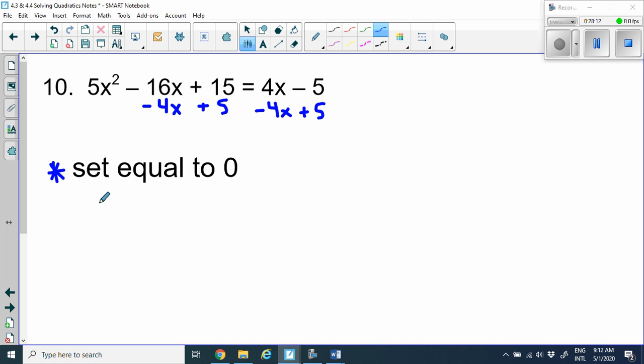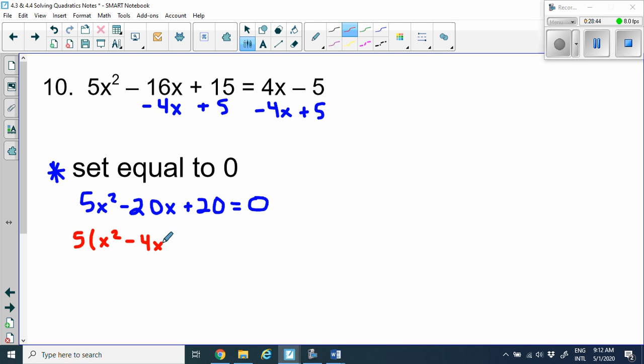So now I have 5x squared minus 20x plus 20 equals 0. Now that I've set it equal to 0, our next step is to see if these three terms have anything in common. They do. They have a 5, which is going to be your greatest common factor. They don't have a variable, so all I do is take out a 5. So I'm left with x squared minus 4x plus 4.